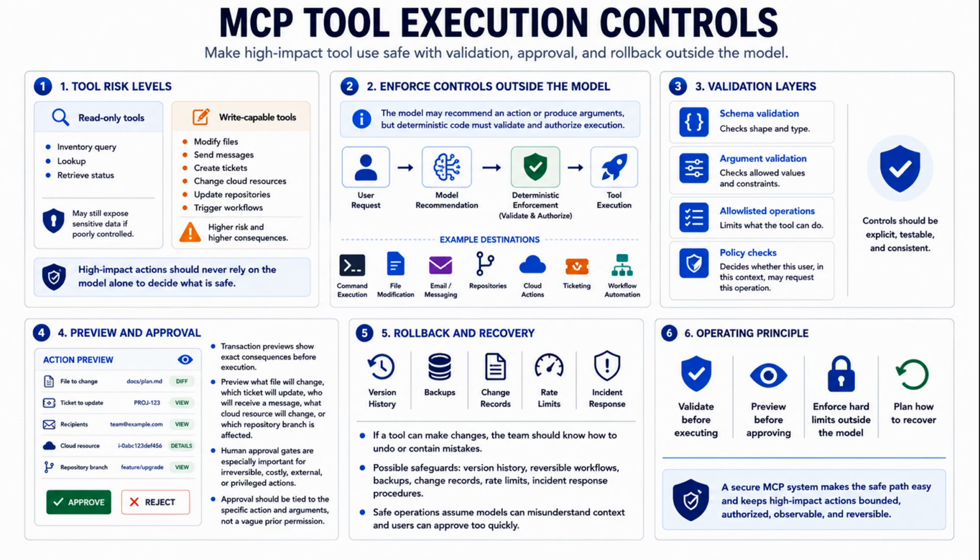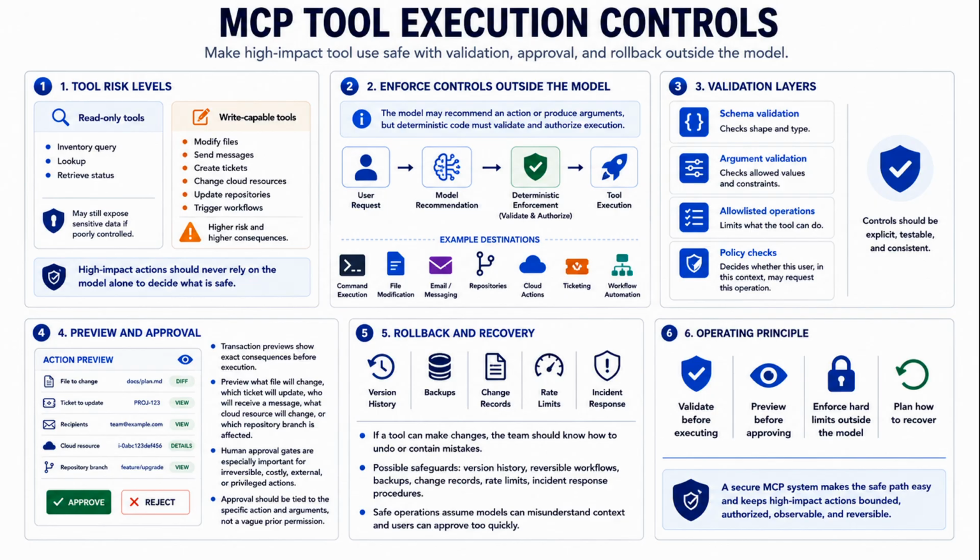A preview can show what file will change, which ticket will be updated, who will receive a message, what cloud resource will be modified, or which repository branch is affected. Human approval gates are especially important for irreversible, costly, external, or privileged actions. Approval should be tied to the specific action and arguments, not just to a generic permission granted earlier. Rollback planning completes the control story.